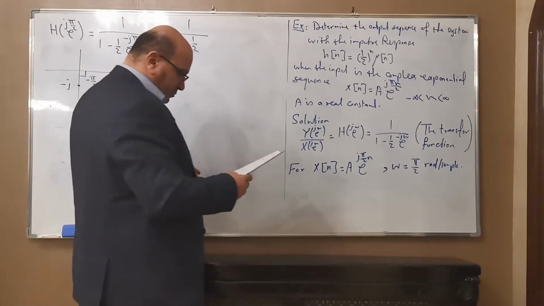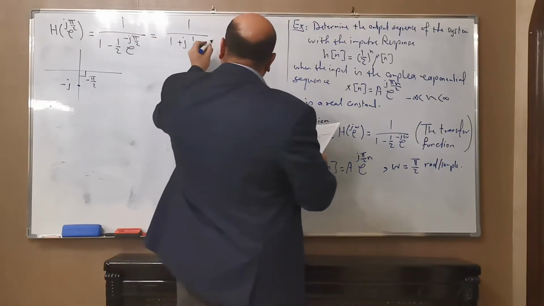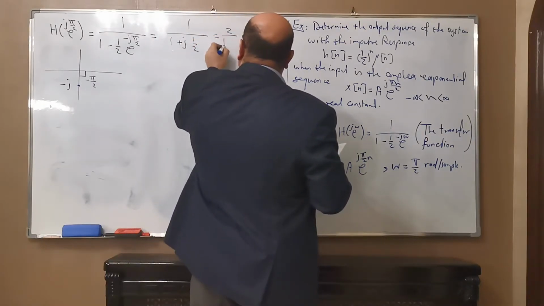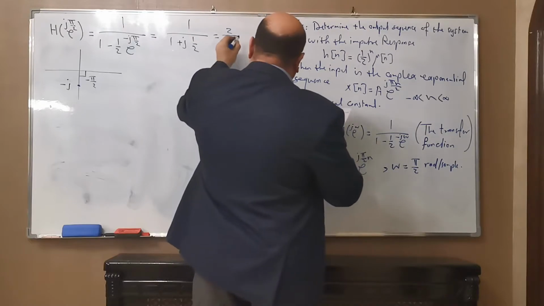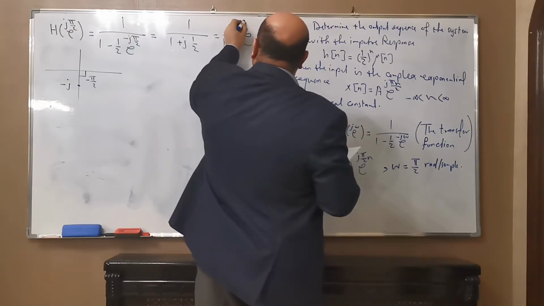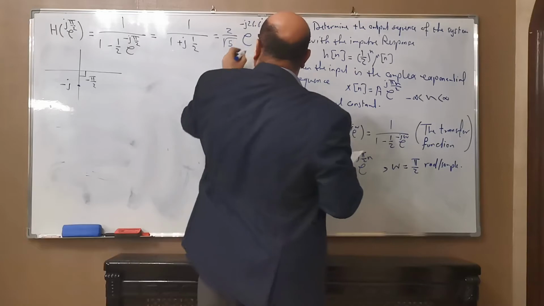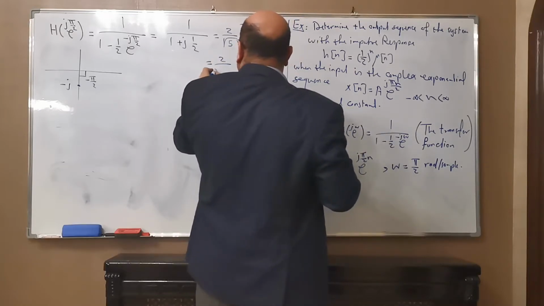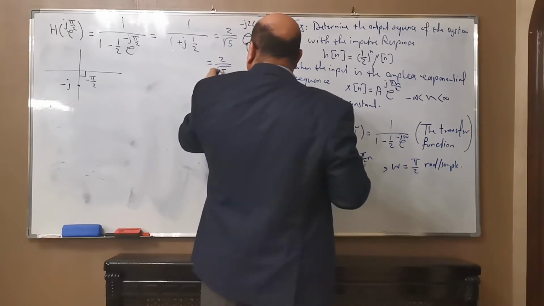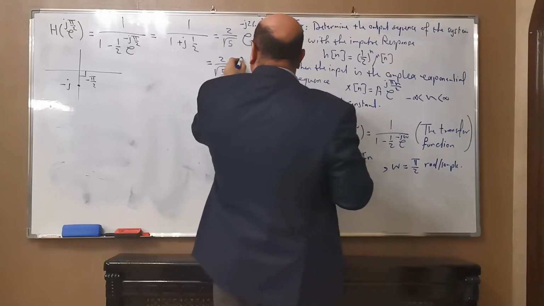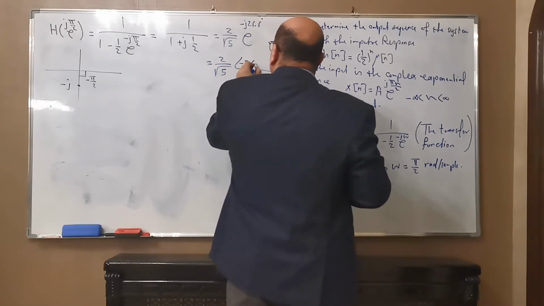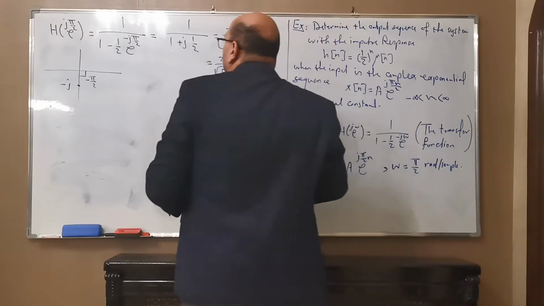So this is actually equal in magnitude to 2 over square root of 5 with an angle of e^{-j 26.6 degrees}, or as you learned in circuits, this is 2 over square root of 5 with an angle of minus 26.6 degrees.